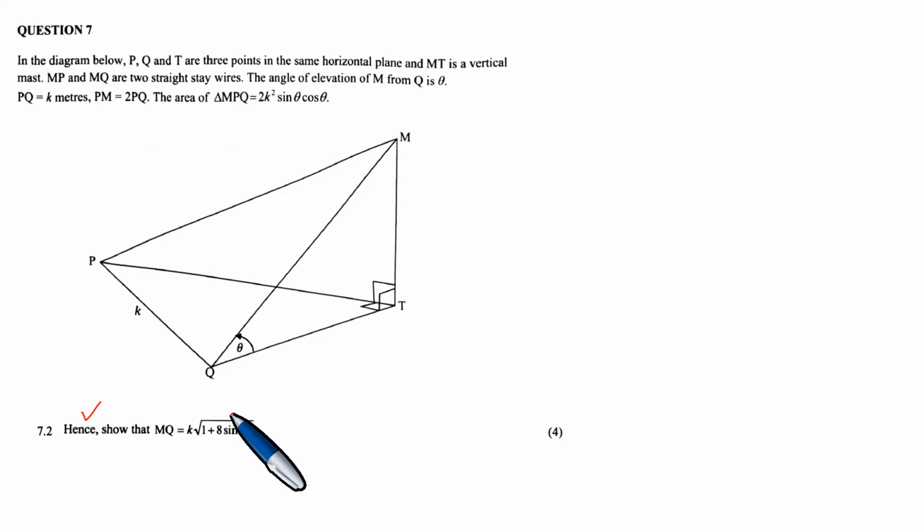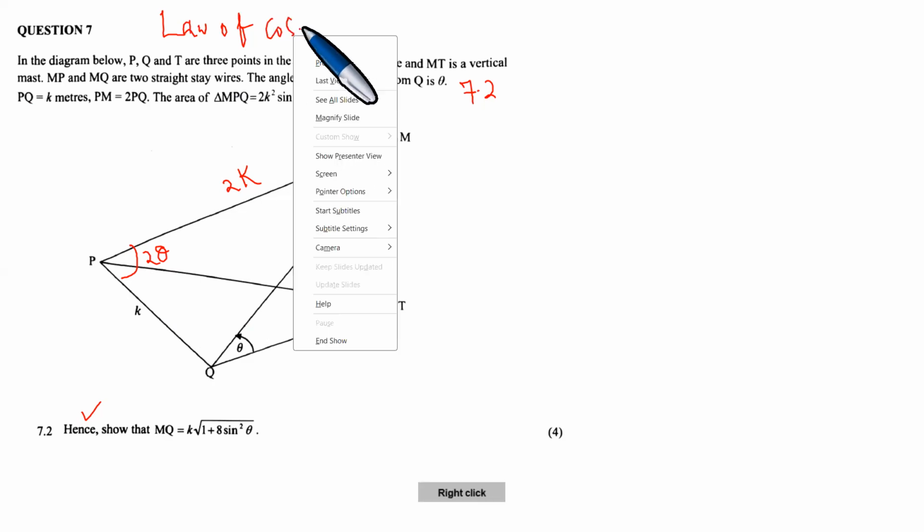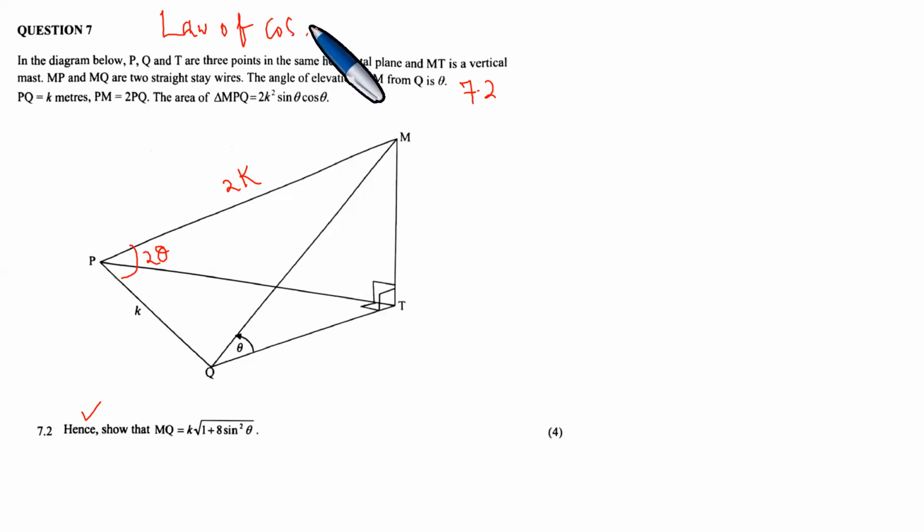Because there's a square root, it means that we need to use the cosine rule. Moreover, we remember that this side here is 2k and this one is k, and we just need to find MQ. We already know that this angle here is 2 theta, so we are prepared to do this question with ease. So, Mr. Examiner, we shall use the law of cosines. What does the law of cosines tell us? It gives us the result we desire.